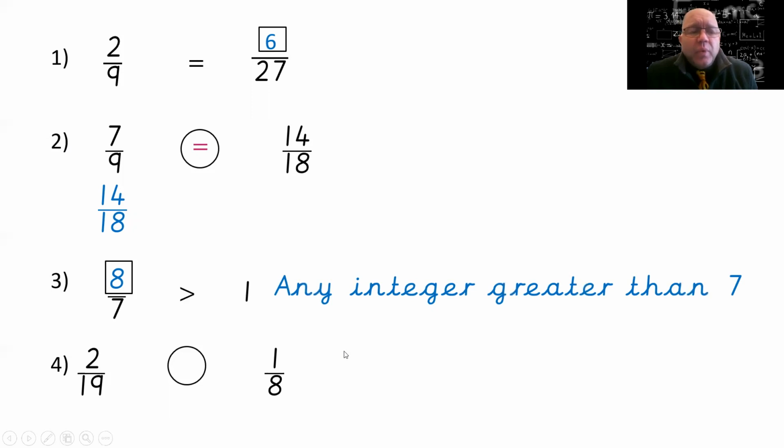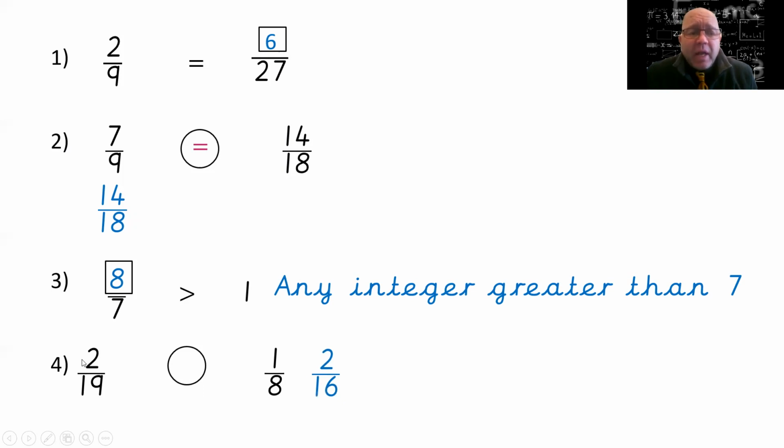And finally, we have got another greater than or less than. We've got 2/19 and 1/8. Which one is bigger? We need to do an equivalence calculation. We need to make these either the same denominator or the same numerator. Now, in this case, I would try to get the same numerator. So 2 over 19, and I want 2 over something. Well, I'm going to multiply by 2 to get 2 at the top, multiply by 2 at the bottom to get 16. So 1/8 is equivalent to 2/16.